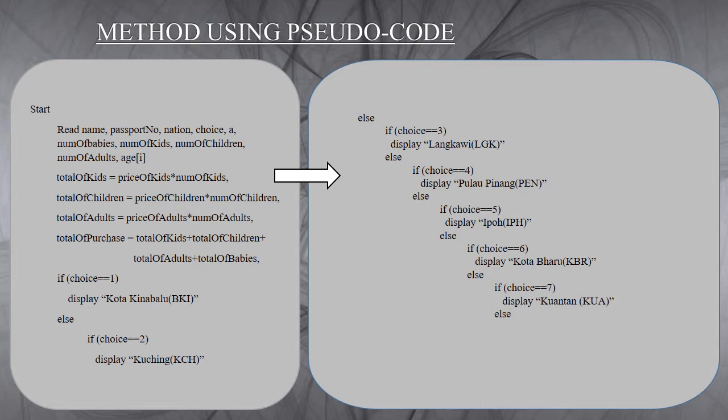Then, on the next row under read, you put the formulas we use in our coding, that means total of kids equal to price of kids times number of kids, like that. Under the formulas, you put if choice equal to 1, it will display Kota Kinabalu. Else if choice equal to 2, it will display Kuching. Else if choice equal to 7, it will display Kuantan.